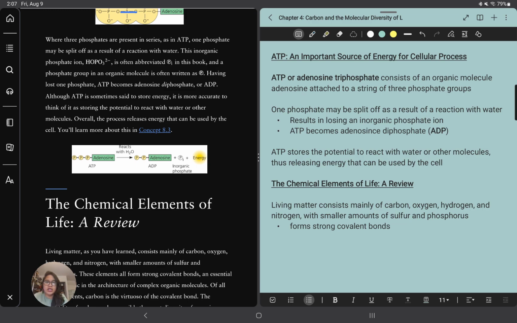So, ATP, or adenosine triphosphate, consists of an organic molecule adenosine attached to a string of 3 phosphate groups. 1 phosphate may be split off in a reaction with water, and it results in losing an organic phosphate ion. ATP then becomes adenosine diphosphate, ADP. ATP stores the potential to react with water or other molecules, thus releasing energy that can be used by the cell.